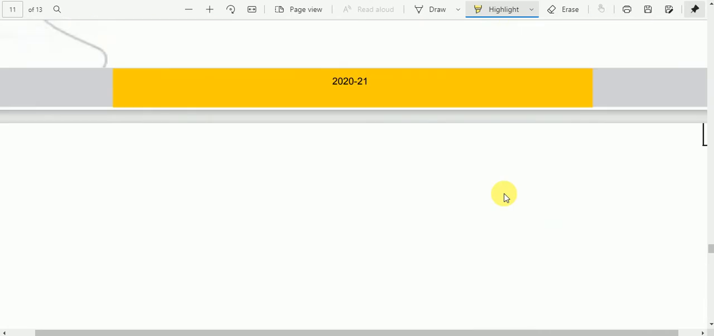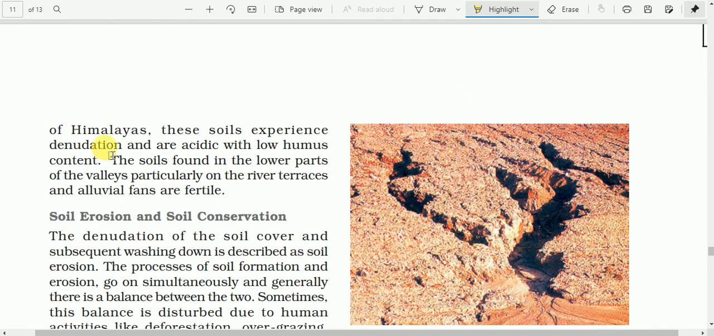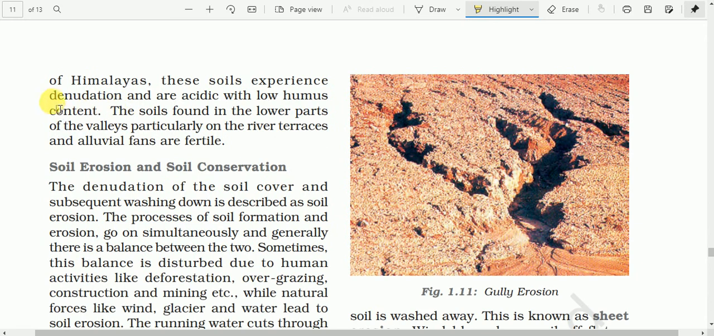In the snow-covered areas of the Himalayas, this soil experiences denudation. Denudation, this is erosion. The process of removing soil particles from the surface is known as denudation, and the soils are acidic and low in humus content. So these are the characteristics. In the Himalayan mountains, these soils experience denudation, meaning erosion. Then these soils are acidic. The pH value is less than 6.5, and a low humus content, that is low organic matter.